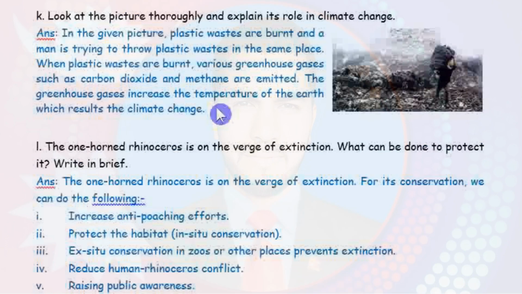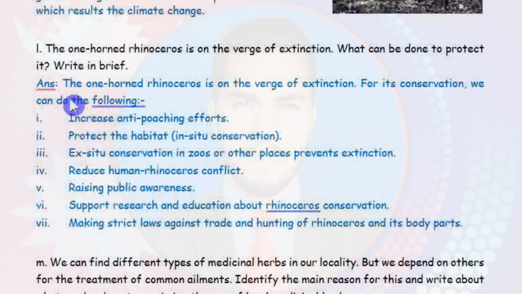Now, question number L. The one-horned rhinoceros is on the verge of extinction. What can be done to protect it? Write in brief. Answer. The one-horned rhinoceros is on the verge of extinction. For its conservation, we can do the following activities.